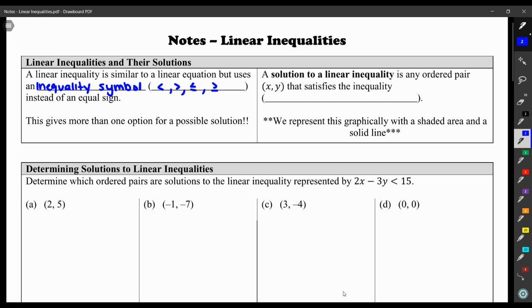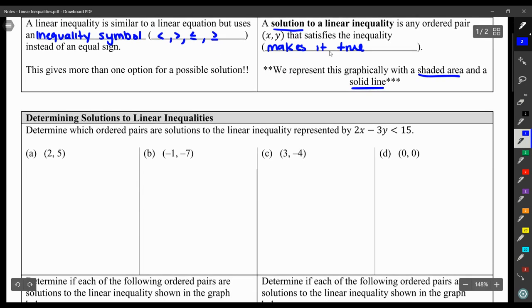Basically, this gives you lots of options for solutions, more than you would have had if it was just an equal sign. A solution to a linear inequality is any ordered pair (x, y), any coordinate, that will satisfy the inequality. To satisfy the inequality means it will make a true statement. Graphically, we represent this with a shaded area and a solid line. That's how we represent solutions graphically.